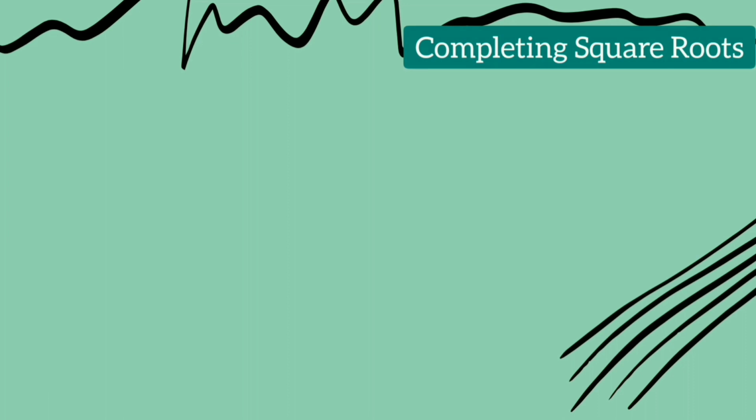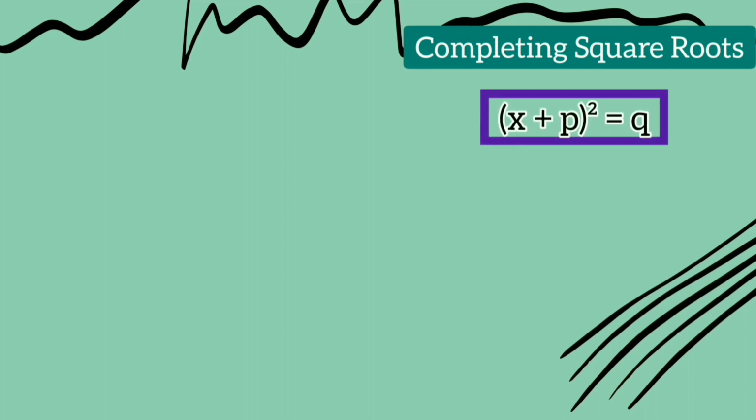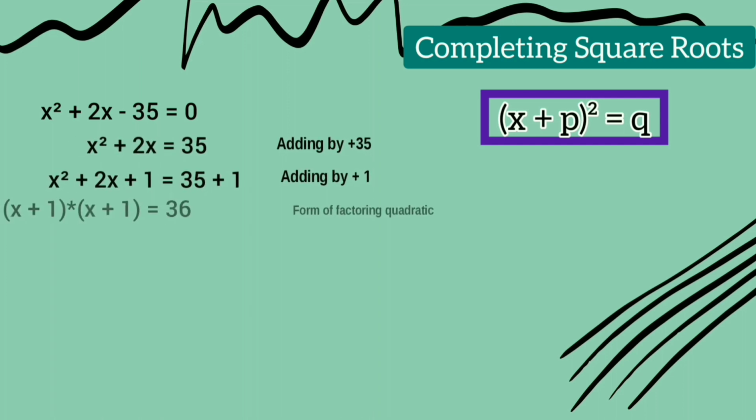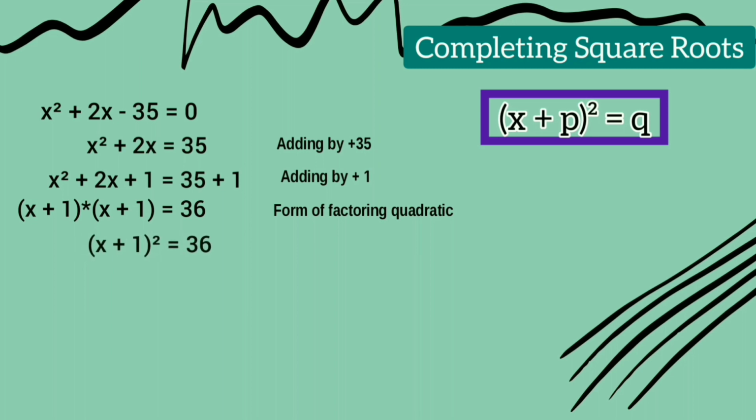The form of completing the square is (x + b) squared is equal to q. We have the quadratic equation x squared plus 2x minus 35 is equal to 0. We will try to convert this equation into completing square form. Adding 35 to everything, then adding 1 to everything, the right side is equal to 36. And x plus 1 times x plus 1 is (x + 1) squared is equal to 36.